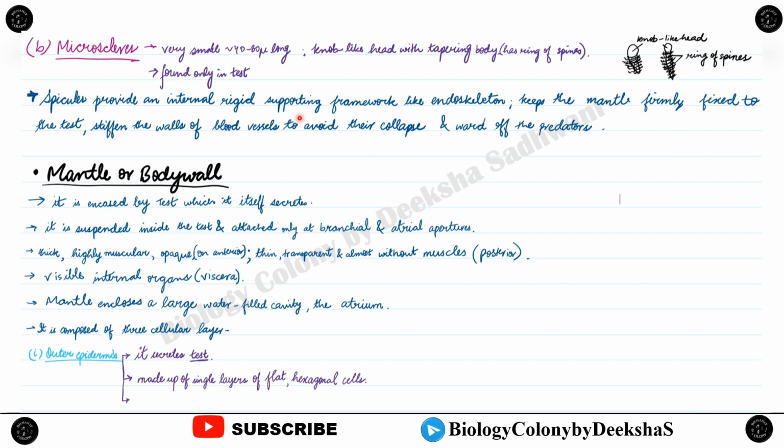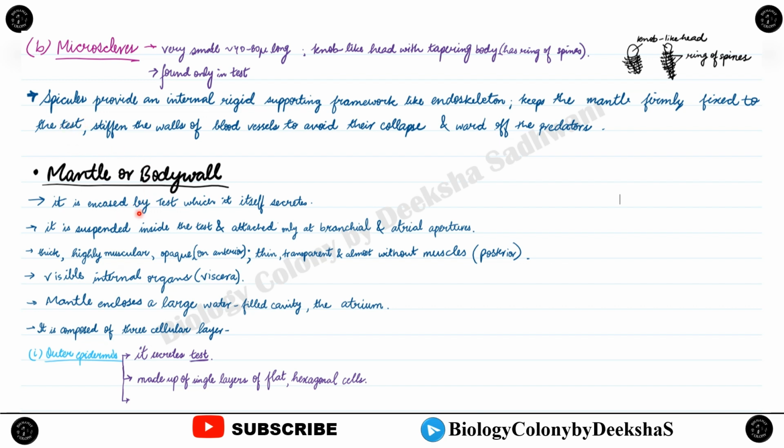Spicules provide an internal rigid supporting network or framework like an endoskeleton. They keep the mantle firmly fixed to the test, stiffen the walls of blood vessels to avoid their collapse, and ward off predators. So these are the functions of the spicules.